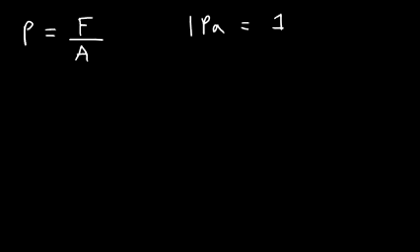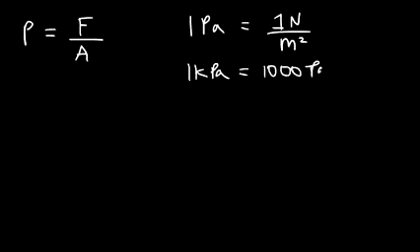In this lesson, we're going to talk about pressure. Pressure is force divided by area. In physics, the standard unit of pressure is pascals. 1 pascal is 1 Newton per square meter. And 1 kilopascal is 1,000 pascals. And 1 atm, or atmospheric pressure, is 101.3 kilopascals. So those are some units that you want to keep in mind.